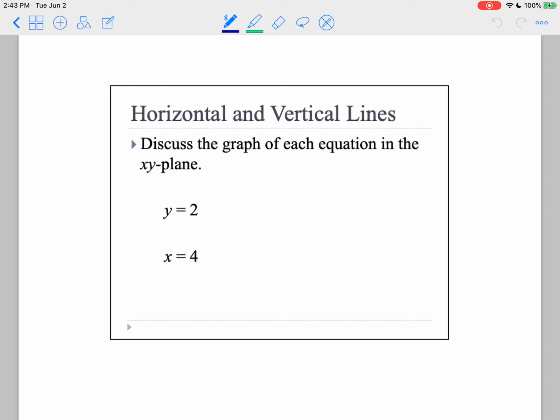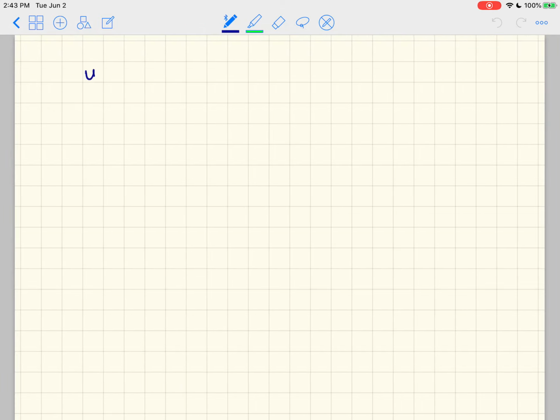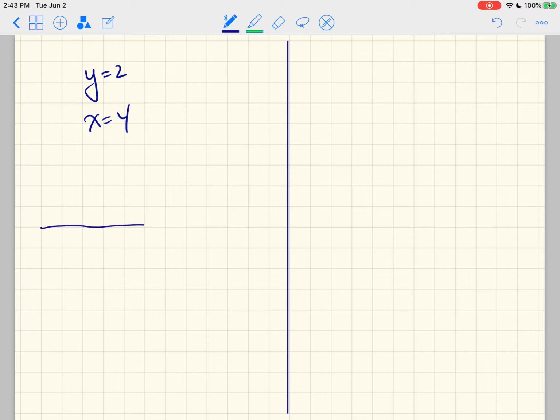All right, so let's go ahead and graph these. We have y equals 2, x equals 4. I'm just going to write them down before I forget. So again, I'm going to set up my coordinate plane. I'm going to graph both of these on the same coordinate plane. Sorry if that makes me lazy. But we're going to set up our coordinate plane. Scale in both directions, 1 and 1.